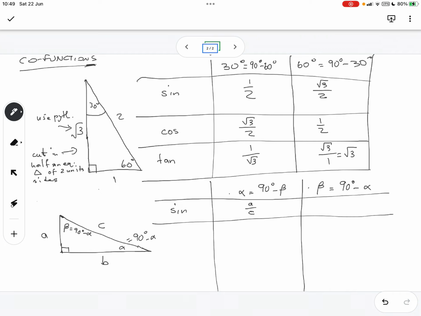Opposite B. No, for alpha. For the angle alpha. The one I drew here, right? Oh, I see. The one in the screen share, right?